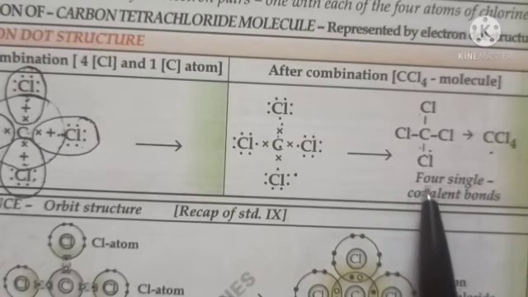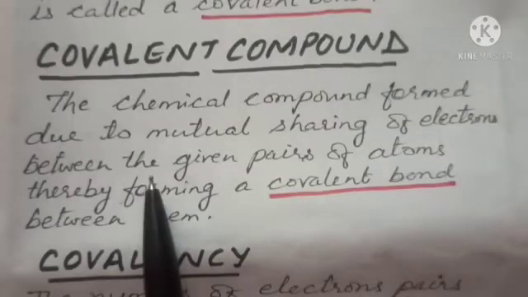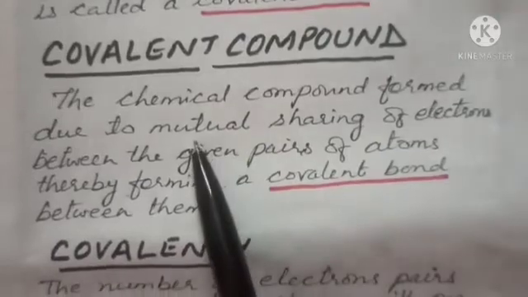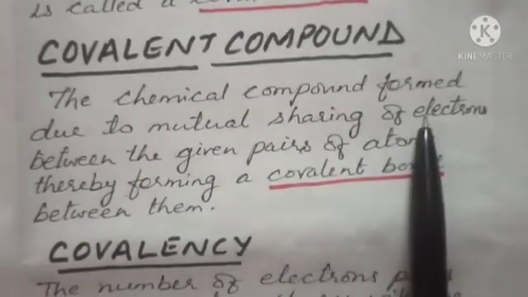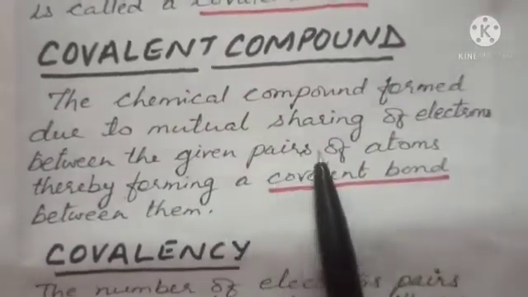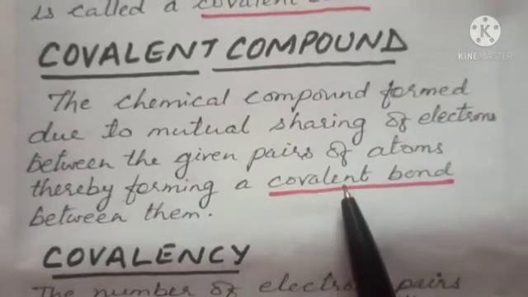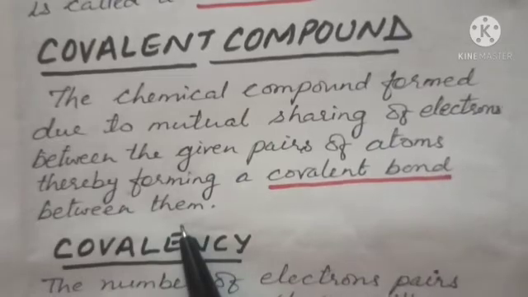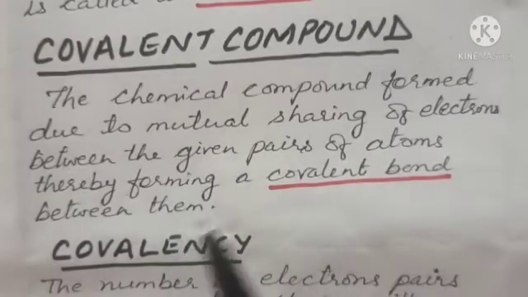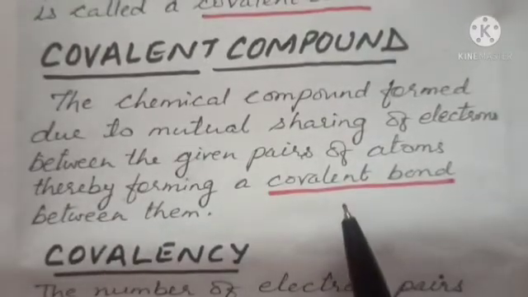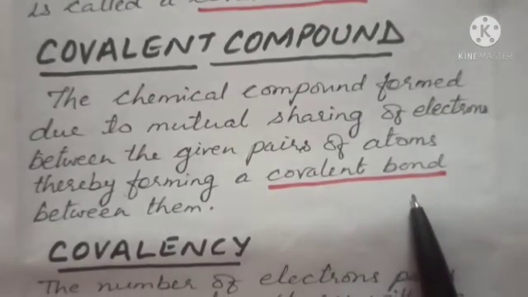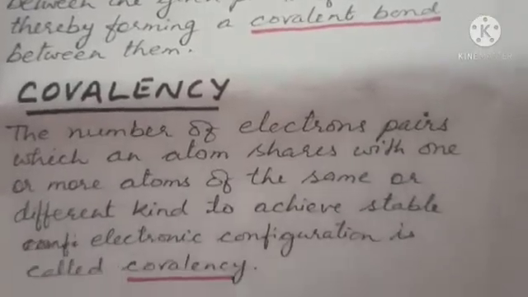So the question is, what do you mean by covalent compound? A covalent compound is a chemical compound formed due to mutual sharing of electrons between the given pairs of atoms, thereby forming a covalent bond between them. Understood? The compound which is formed by mutual sharing of electrons between the given pairs of atoms forms a covalent compound, right?